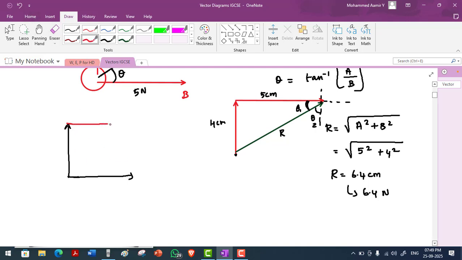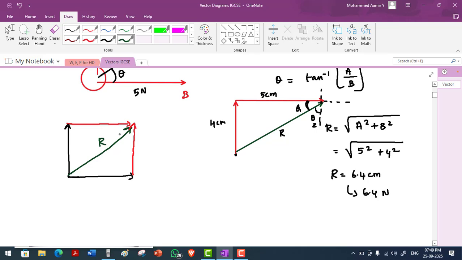Okay, parallel to this vector I should draw one vector, parallel to this vector I should draw one more vector like that, and the result will be like that. This will be my resultant. So simply I have to measure.